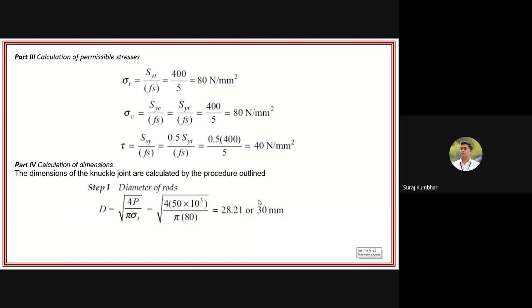Okay, we will go ahead. Now step 2, you have to find the enlarged diameter of that rod, that is D1. The empirical relation is already available: D1 is equal to 1.1 times capital D. So 1.1 into 30 is equal to 33, or 35 mm. So this is the enlarged diameter.